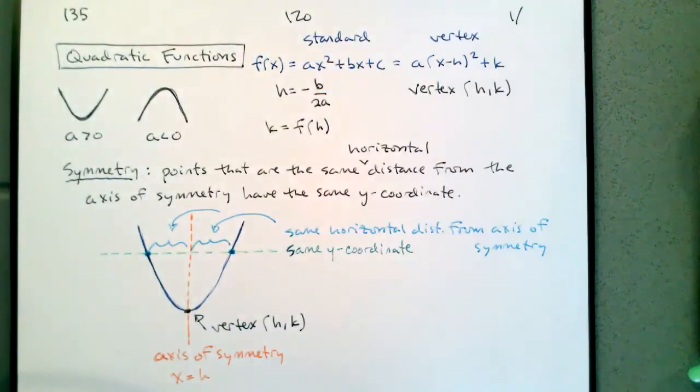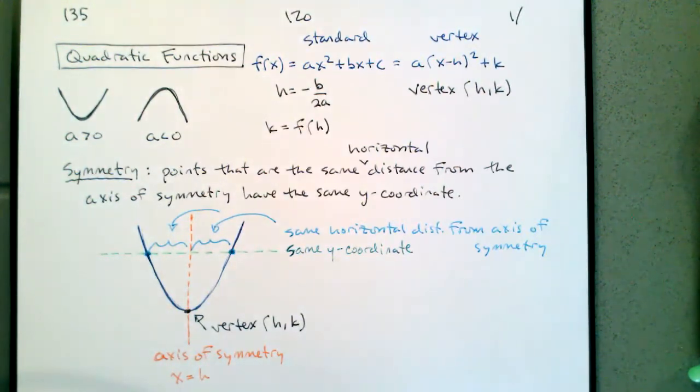Today we're going to continue looking at quadratic functions. Let's review the things that we've looked at so far. We have two forms of quadratic function. We've got the standard form, ax squared plus bx plus c, and we have the vertex form, a times the square of the difference between x and h, plus k.